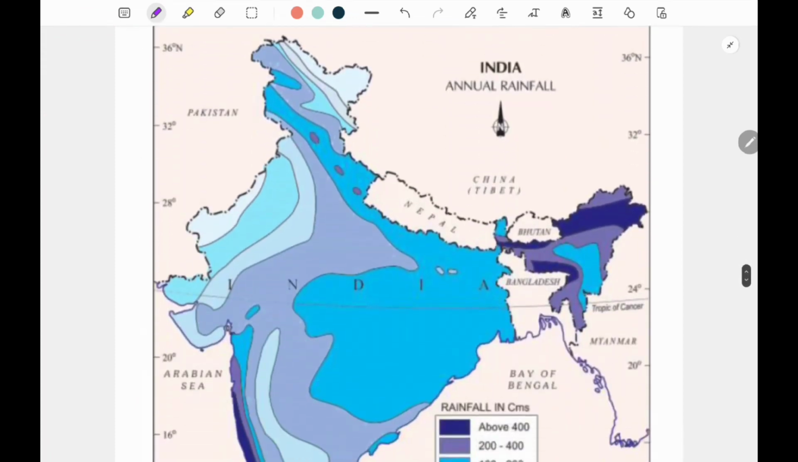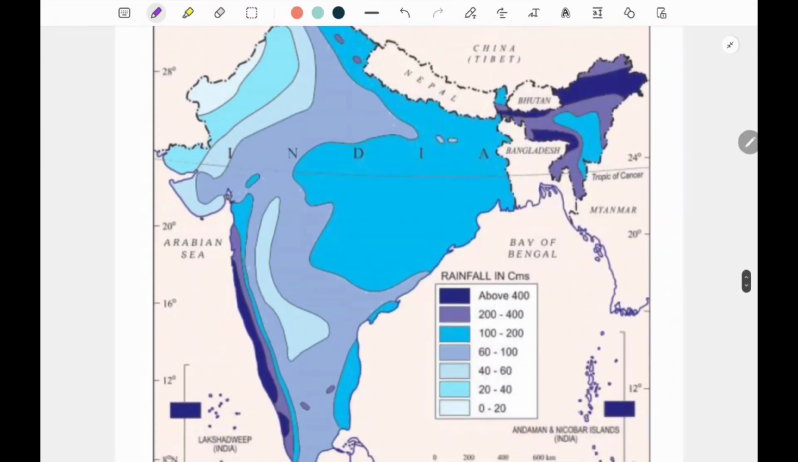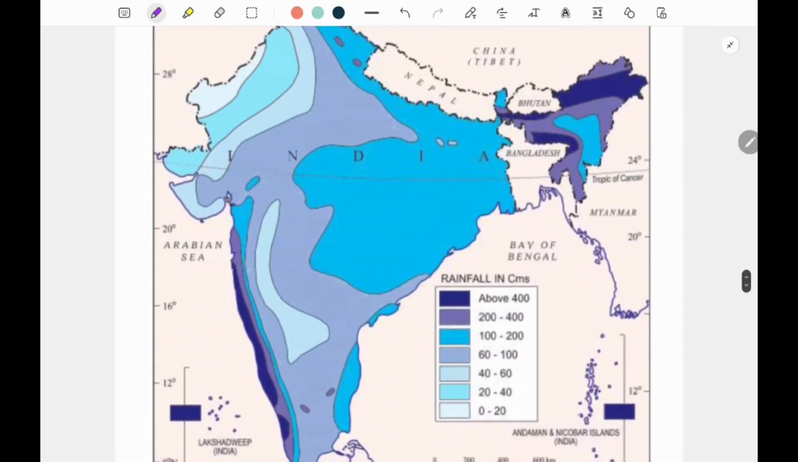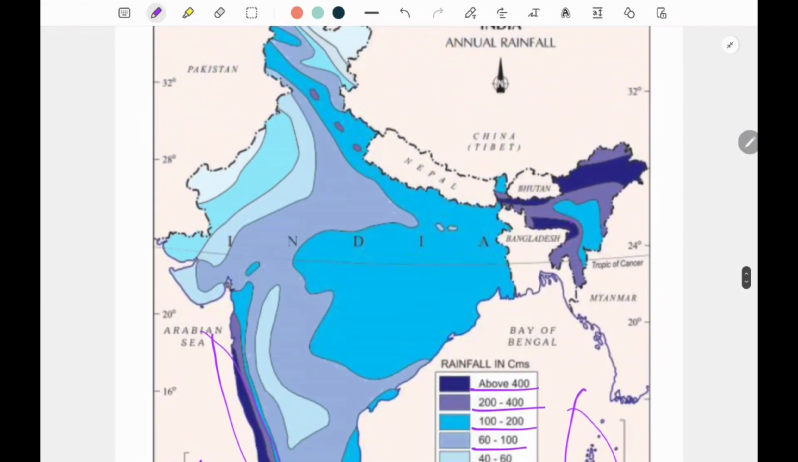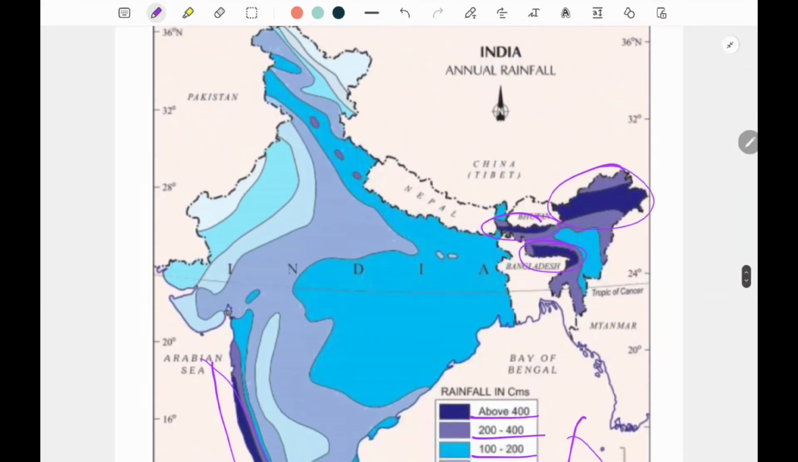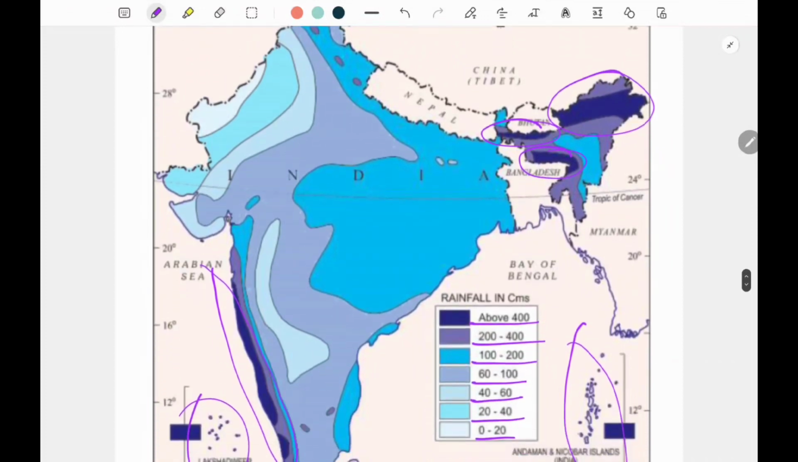Next, this is the diagram which we consider. This is the complete picture of all the diagrams. In this you are able to clearly see 0 to 20, 20 to 40, 40 to 60, 60 to 100, 100 to 200, 200 to 400, and above 400 also are there. So these are the regions above 400. Apart from these, the distribution of rainfall is very much unequal all over the places.